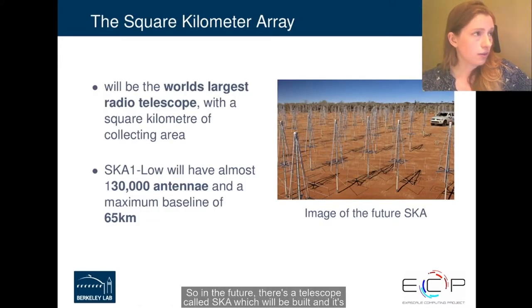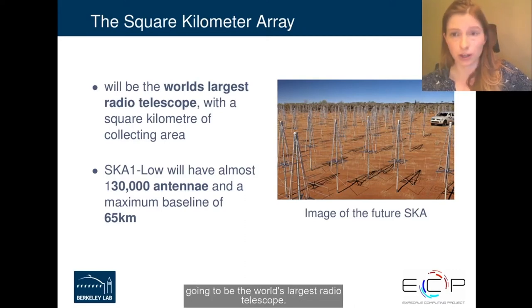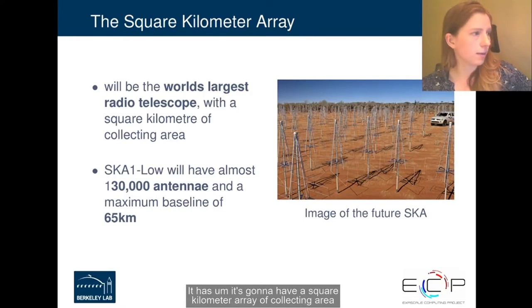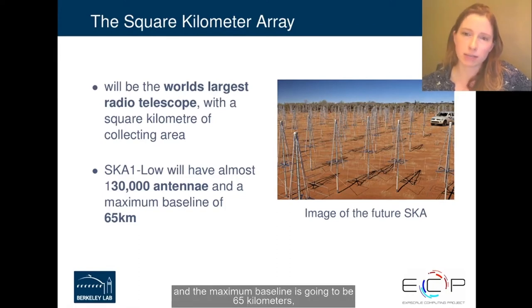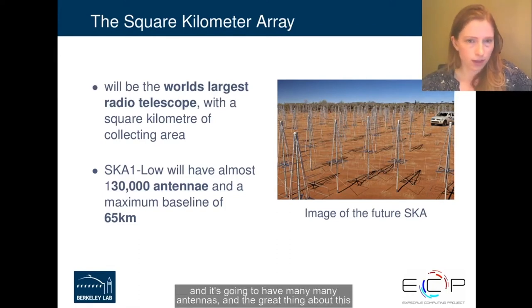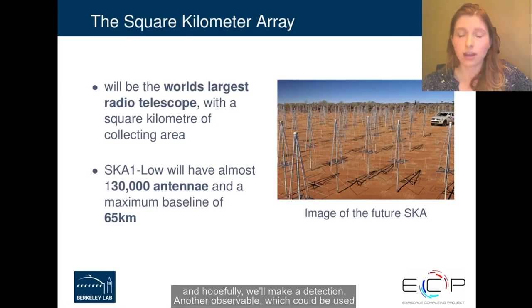So in the future, there's a telescope called SKA, which will be built, and it's going to be the world's largest radio telescope. It's going to have a square kilometer of collecting area, and the maximum baseline is going to be 65 kilometers, and it's going to have many, many antennas. And the great thing about this is it's going to be much more sensitive than the previous telescopes, and hopefully we'll make a detection.